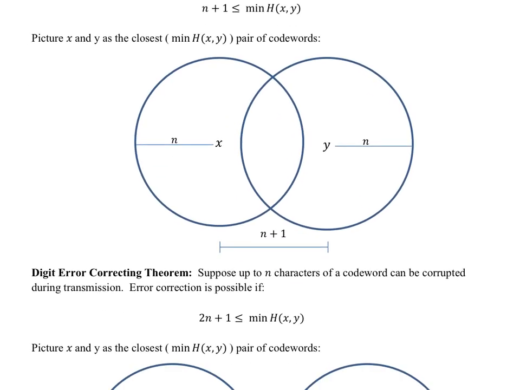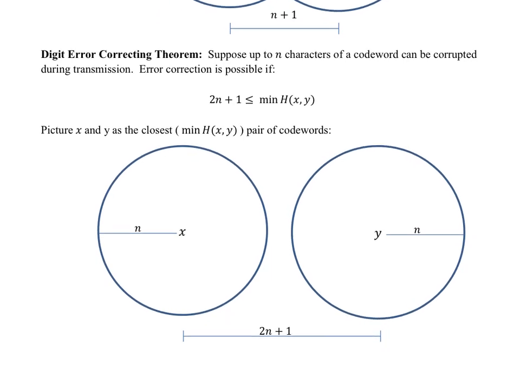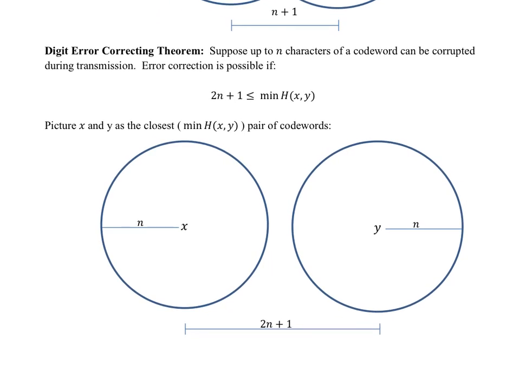Okay, now let's look at error correction. There's a similar theorem there. We just need our code words to be further spread out. So again, up to n characters can be corrupted. And we'll draw our picture below. This time we need a distance of 2n plus 1 between our code words. That has to be the minimum Hamming distance. So each circle represents a distance of n. So if we travel along with our pen, that's a distance of n.